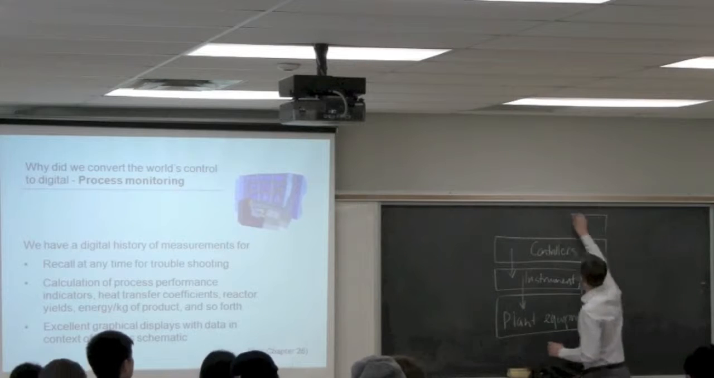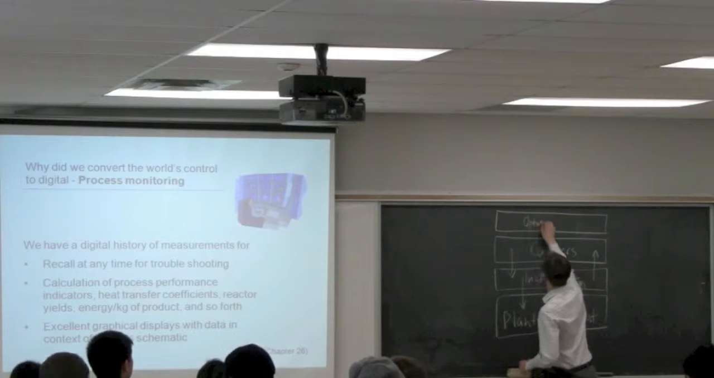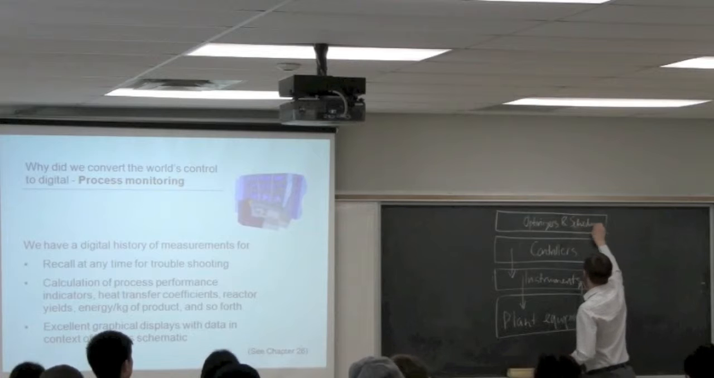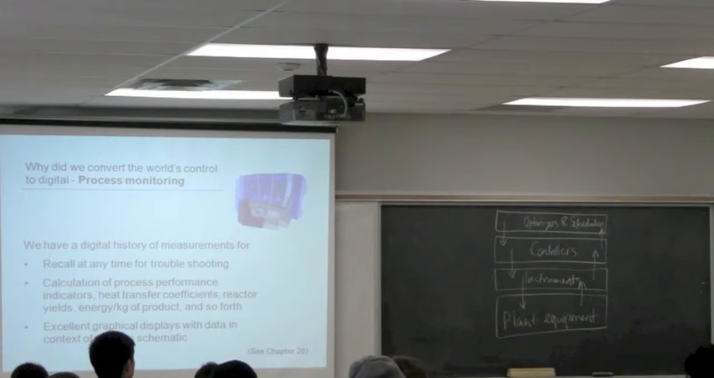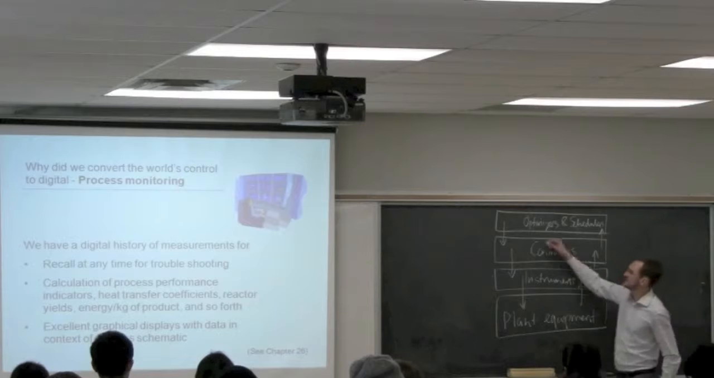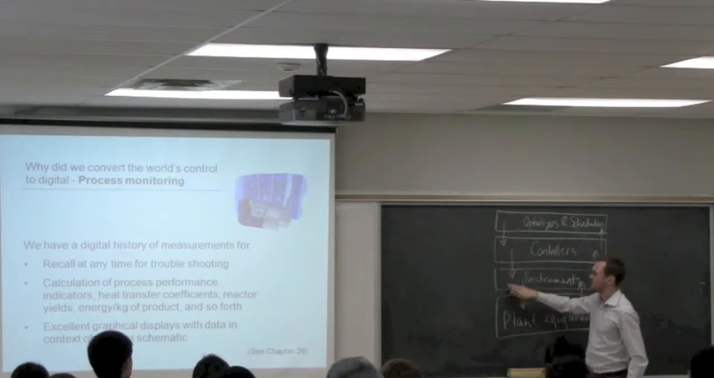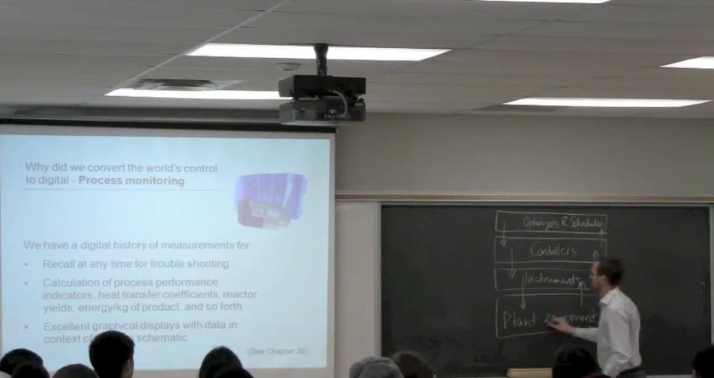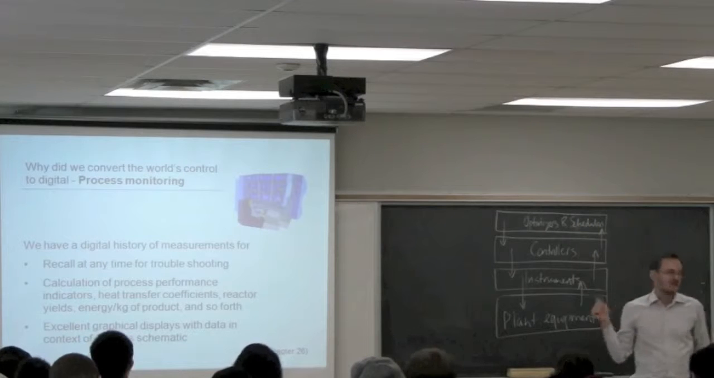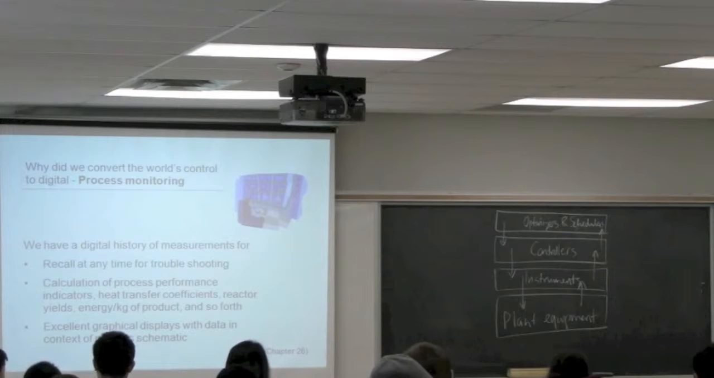And above your controllers, we have what we call our optimizers and schedulers. So these optimizers and schedulers you'll learn about in 4G perhaps, they find the best place to operate your process to maximize the economics. So every day the price of gasoline changes, the price of products in the marketplace changes. So if we can find new optimums, we can download set points to my controllers. Those controllers then manipulate the instruments, and those instruments manipulate my plant. And you're reading back from all of them, and this cycle repeats over and over. We can only do that with digital control. There's no way we can do that with analog and pneumatic. So for at least those reasons, we prefer digital control.